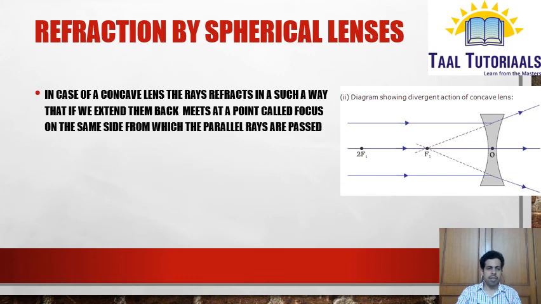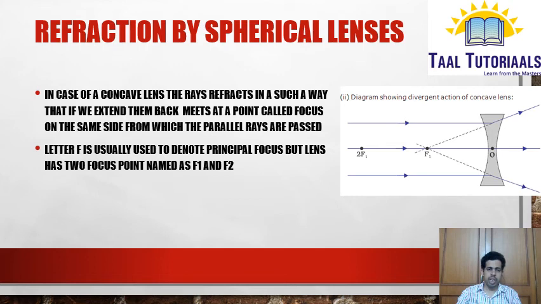In case of a concave lens, the rays refract in such a way that if we extend them back, they will meet at a point called focus on the same side from which the parallel rays are passed. So if you observe in the diagram, we are passing the light from the left side and the rays are refracting after passing through the lens. You observe it is refracting and going away. It is diverging actually. If we extend them back, you can observe in the diagram the dotted lines. We have extended them, they are not actually meeting. If we extend them back, they will meet at a point called focus, that is F1.